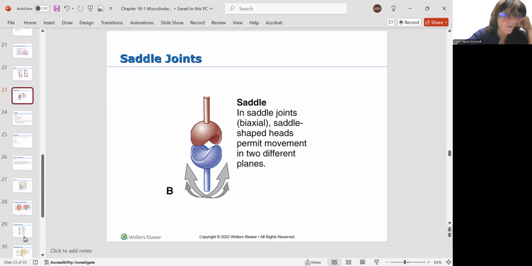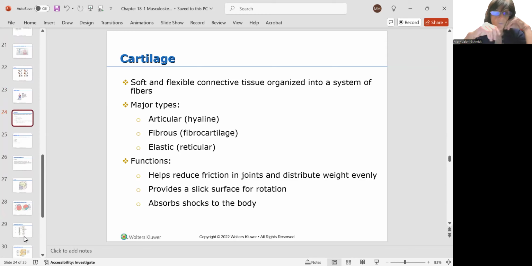Okay, so I'm going to breeze ahead to cartilage, which is slide 24. Think about your nose. That's probably the best example of cartilage. The septum, which is what divides the nares, right? The right side of your nose from the left side of your nose, and the nares are the openings. That is cartilage. It's like bone, a little bit softer and more flexible than bone. And there's 3 types of cartilage: hyaline, fibrocartilage, and reticular cartilage. You don't need to know about those. Just understand that it's connective tissue that is like a bone, but softer, okay?